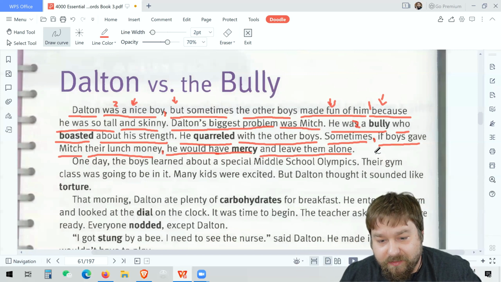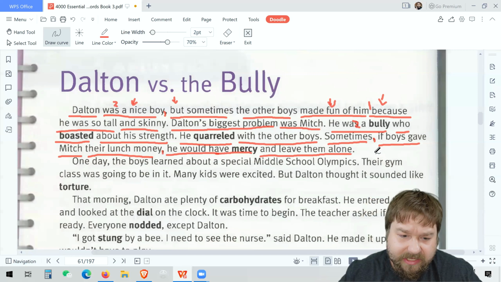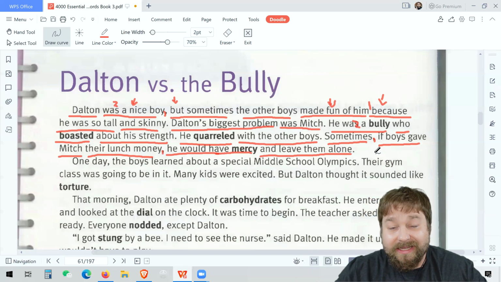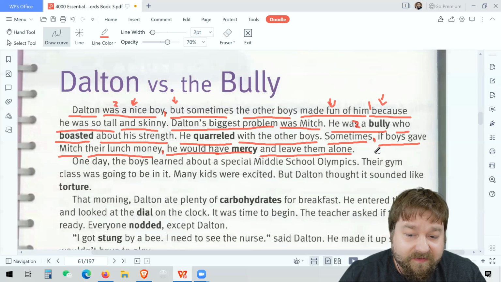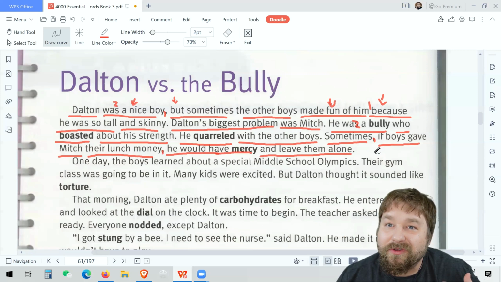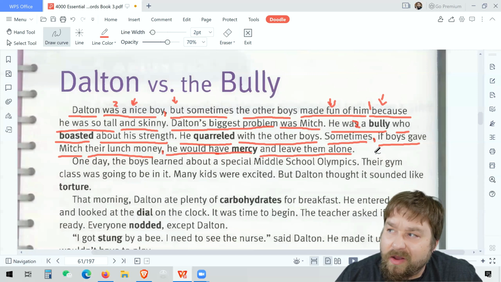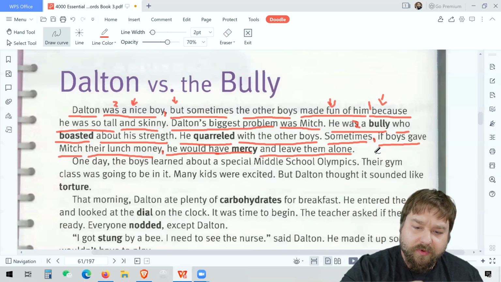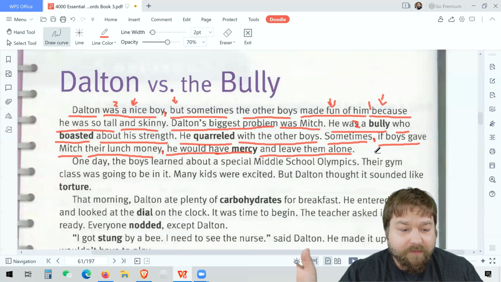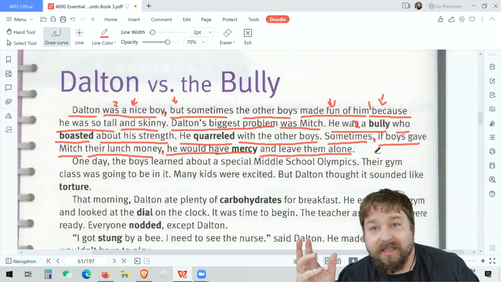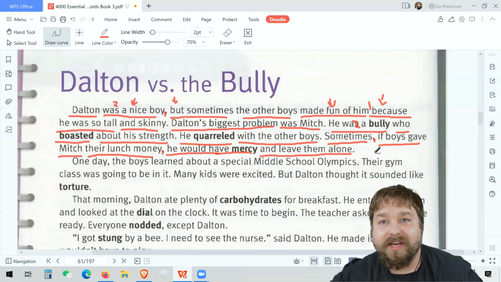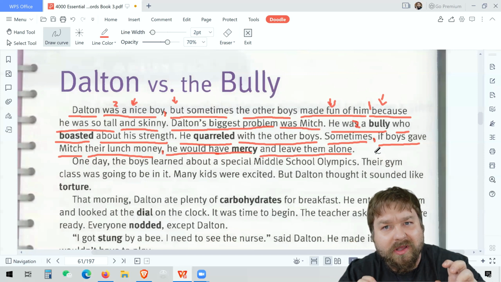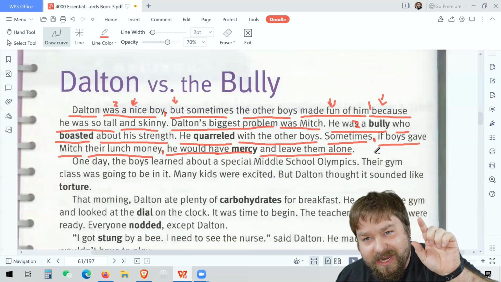Dalton was a nice boy. Let's go down to the last sentence. Sometimes, if boys gave Mitch their lunch money, I still want to say it fast. Why? Dalton was a nice boy. Sometimes, if boys gave Mitch their lunch money, we need to make a small pause there, right? So we need to slow down.